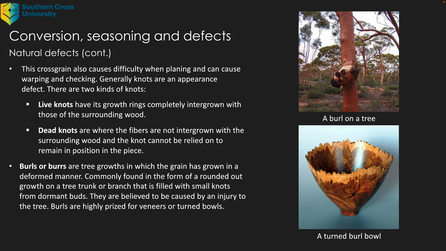Burls or burrs are tree growths in which the grain has grown in a deformed manner, commonly found in the form of a rounded outgrowth on a tree trunk or branch that is filled with small knots from dormant buds. And you can see the example here. You can see what it looks like on a growing tree, and then we're about to talk about how they're actually quite valuable.